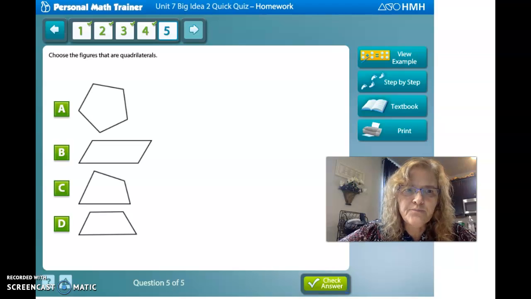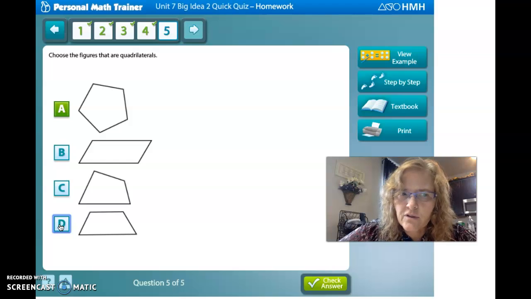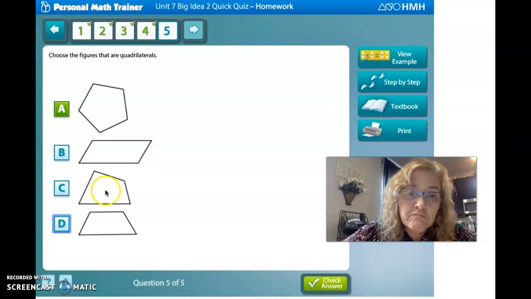And the last one, choose the figures that are quadrilaterals again. Okay, pentagon, quadrilateral, quadrilateral, and the last one, 4 sides, trapezoid, but quadrilateral. This is an irregular, or just a polygon. It's a quadrilateral because it has 4 sides, but it has no parallel sides. So it's just a quadrilateral, and there is a parallelogram. Hopefully you remembered those.